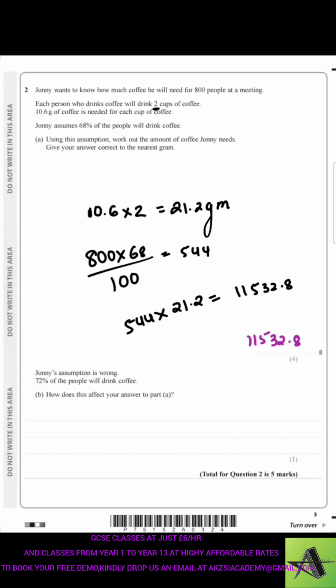Now Johnny's assumption is wrong. 72% of the people will drink coffee. How does this affect your answer? Obviously it will affect, because the percentage is just one marker. You need not show any sort of calculation in it. We know that if the percent of people increases, that means the number of people will increase, and if the number of people increases, they will need more coffee. That's it. So he will need more coffee, or more coffee will be used.